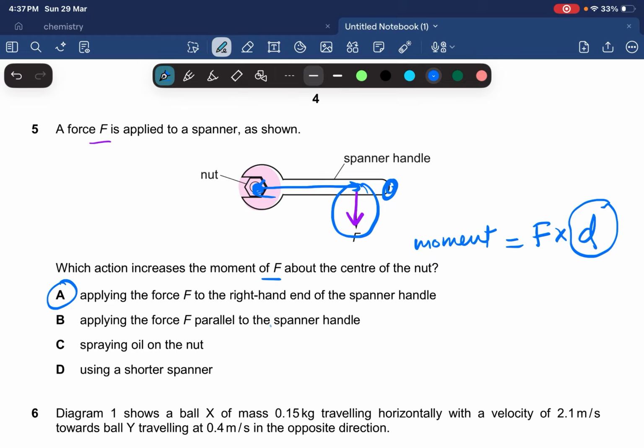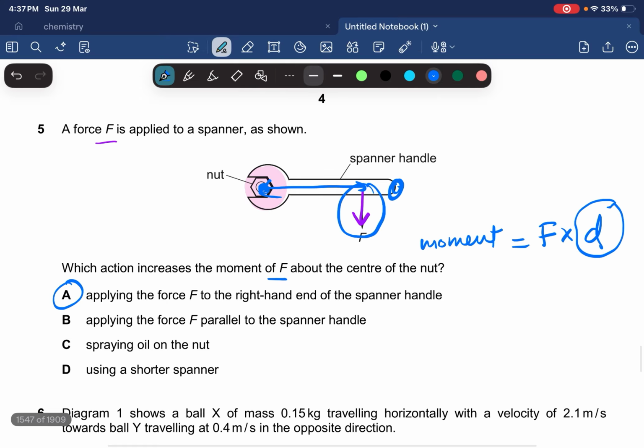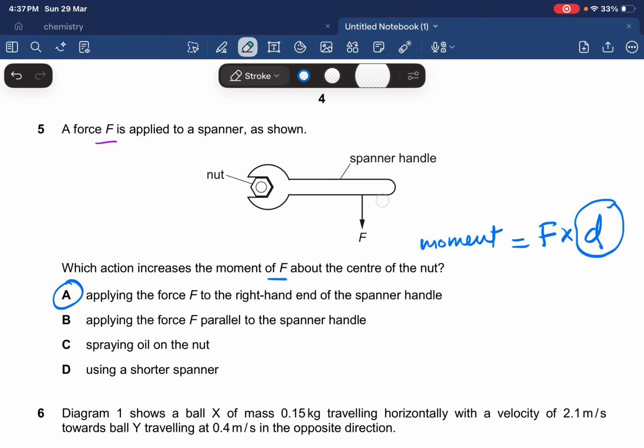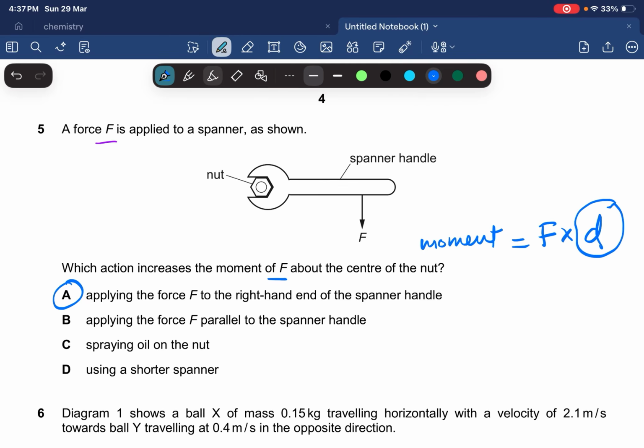Applying the force parallel to the spanner handle. Like this. If you apply the force parallel to the spanner handle, you know what's going to happen? See it for yourself. If you apply the force in this direction, the line of action of the force is going to pass through the pivot. So the perpendicular distance between the line of action of the force and the pivot is going to be 0. So you're going to have 0 moment.